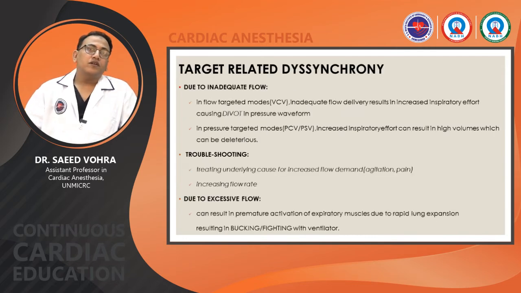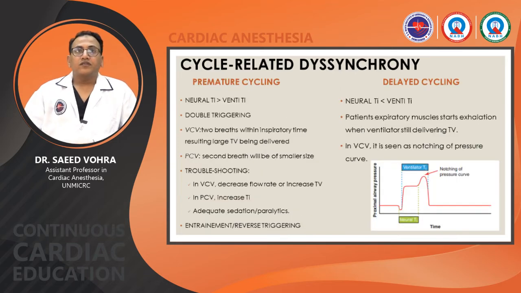Target related desynchrony is of two types, due to inadequate flow or due to excess flow. You can solve this problem by adjusting the flow rate, by increasing the sedation, or by controlling the agitation or the pain. Now cycle related desynchrony is of two types, premature cycling and delayed cycling.